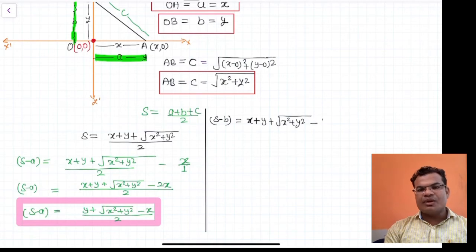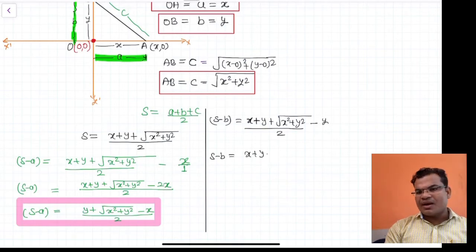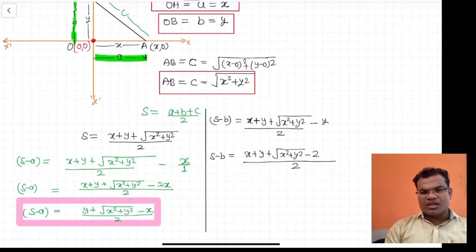S minus b will be (x plus y plus root x square plus y square) upon 2, minus y. And we'll simplify it. We'll take the LCM, and this will become x square plus y square minus 2y. As we know, the y will multiply with the 2, as the denominator of y is 1 here. So 2 into y is 2y, and y minus will be there.